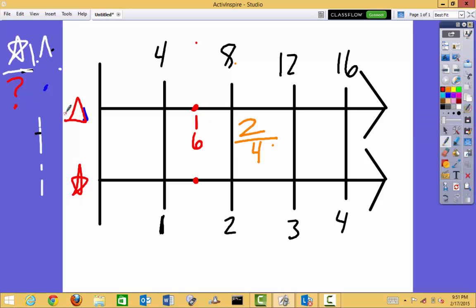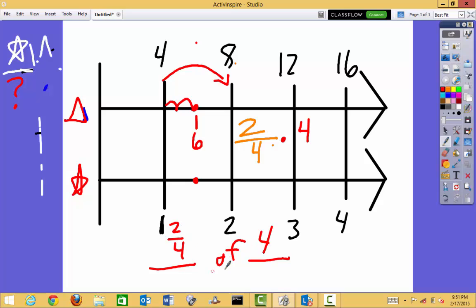So now what do I need to do? Well, I know I went 2/4 of the way across my number line, but what is 2/4? Well, it's 2/4 of however big my unit was. My unit was 4. So it's going to be 2/4 of 4. When I have the phrase blank of blank, so here it's 2/4 of 4, this "of" means I'm going to multiply. So I'm going to do 2/4 of 4, or 2/4 times 4.